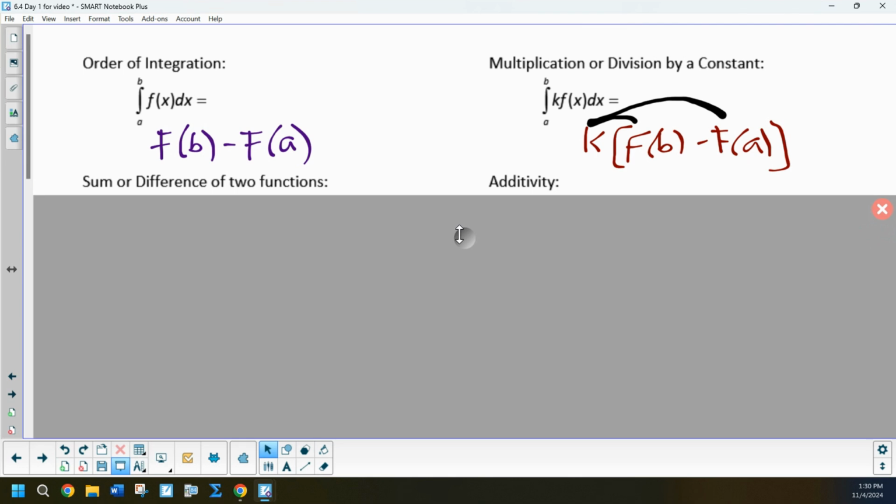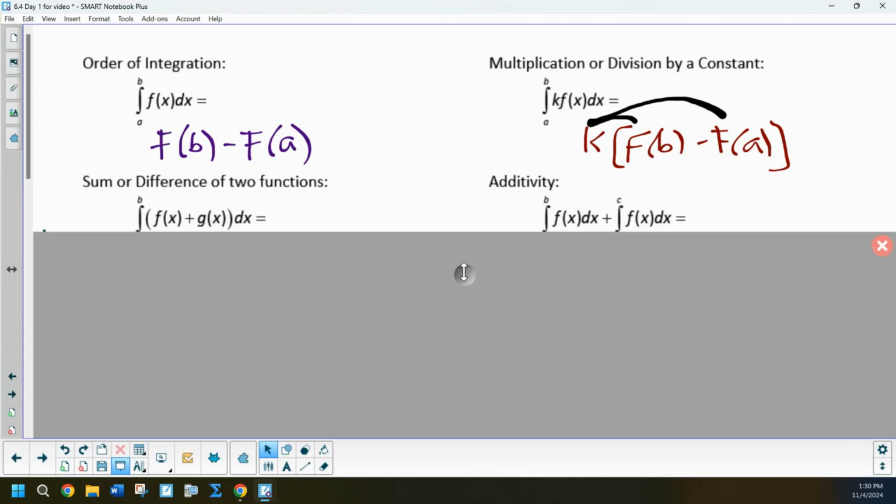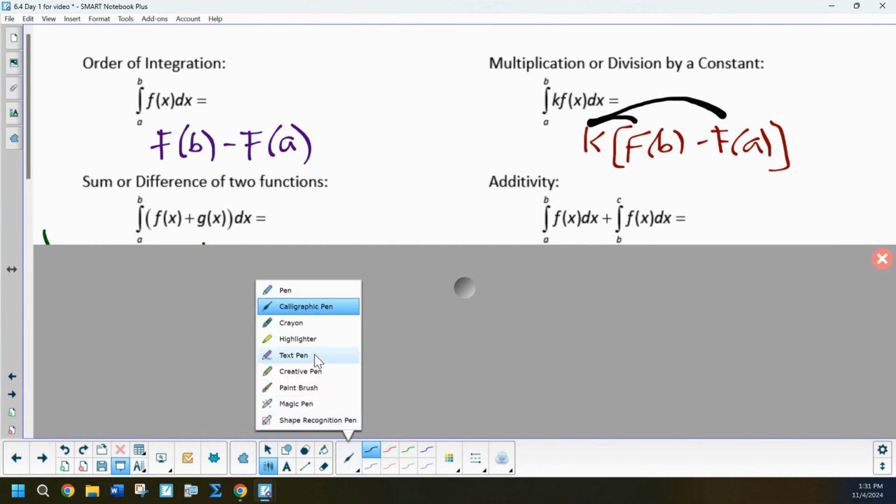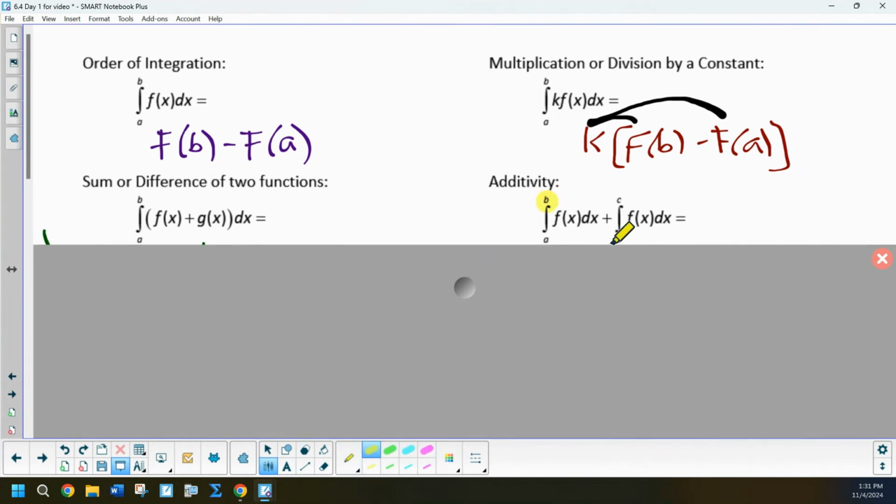Okay, the next two are sum or difference of two functions, and then this additivity rule. So let me show you the difference in what's going on here. This one over here has two functions added together that have the same bounds, right? So from A to B of f of x plus g of x, versus this one over here, it's the same function, but the bounds are different. But what's important to notice about the bounds here is that the top bound here is the same as the lower bound over here. So these two things match. This is a big deal that you notice this situation. If these two things don't match, then you can't really work with this situation.